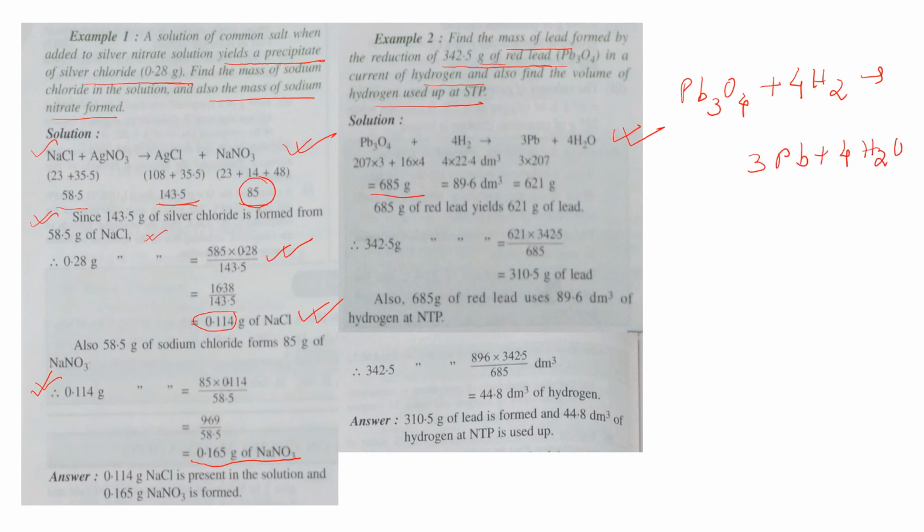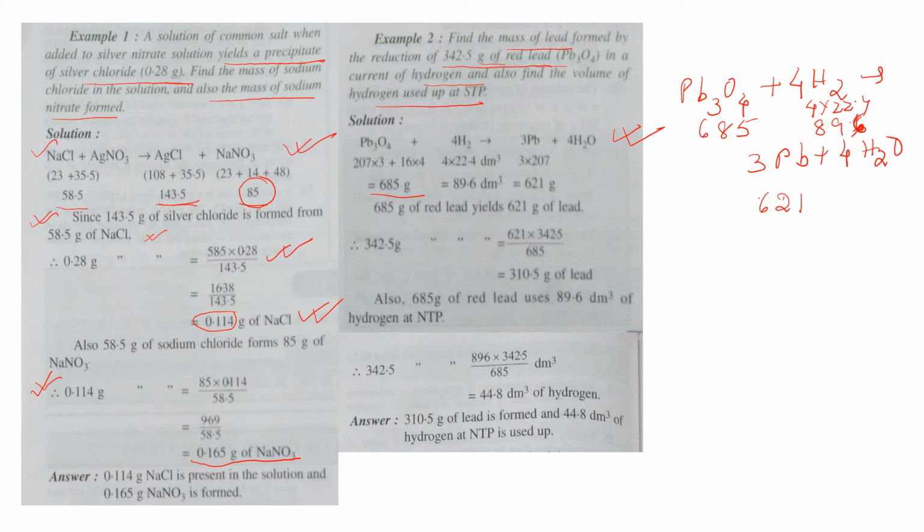Then write down the molecular mass. So this is coming 685, okay, and this is 4 into 22.4 liters because this is a gas. So it is coming 89.6 decimeter cube, or liter. Now Pb is coming 621. All the atomic masses will be given to you, don't worry.